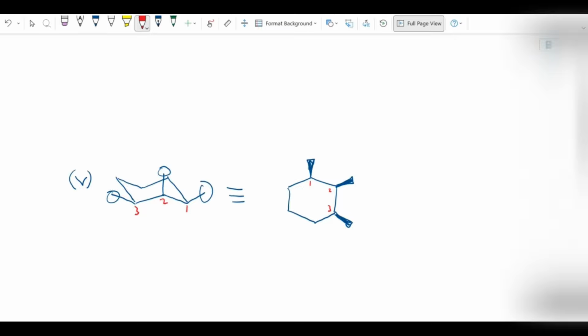In this structure, we can literally divide this into 2 equal halves. That means this compound has a plane of symmetry. If it has a plane of symmetry, that means it is achiral.